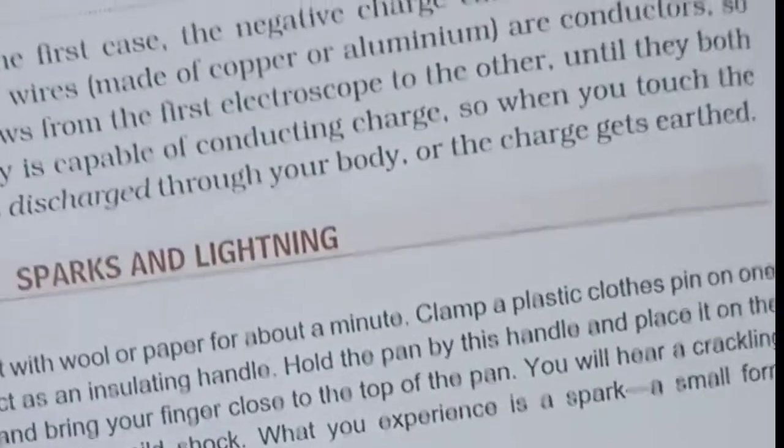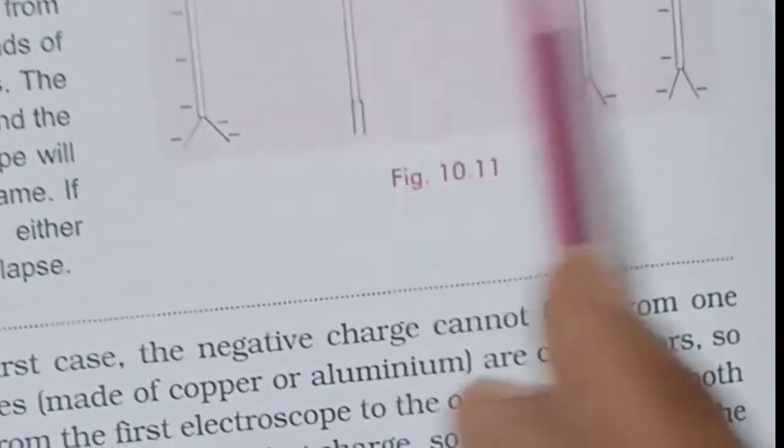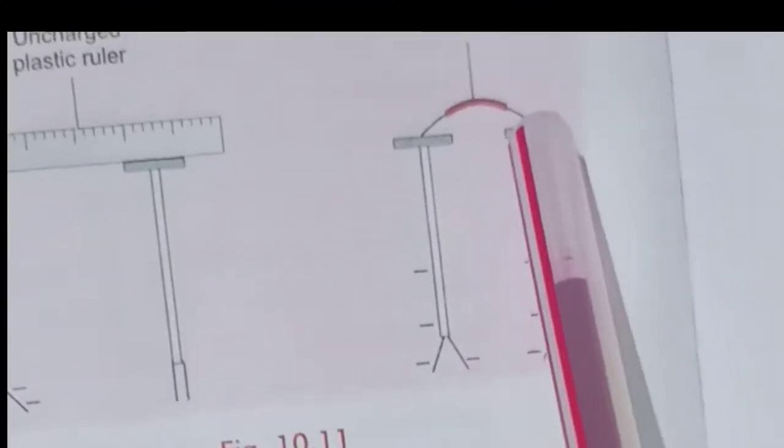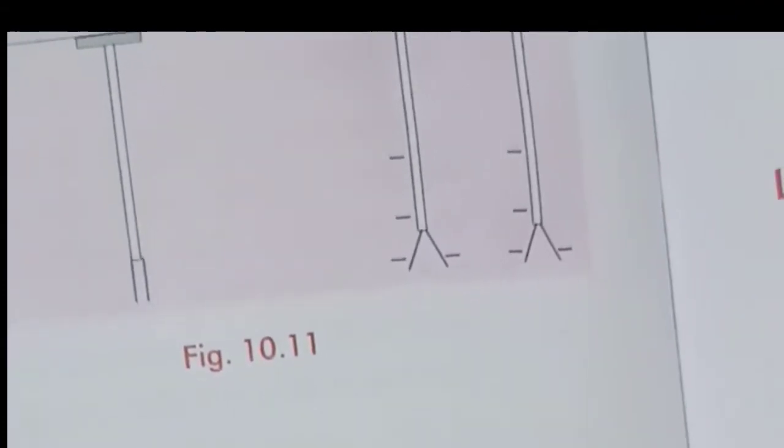Plastic is an insulator. So in the first case, the negative charge cannot flow from one electroscope to the other one. Electric wires made of copper or aluminium are good conductors. So in the second case, the charge flows from the first electroscope to the other until they acquire the same charge. Our body is also capable of conducting charge.